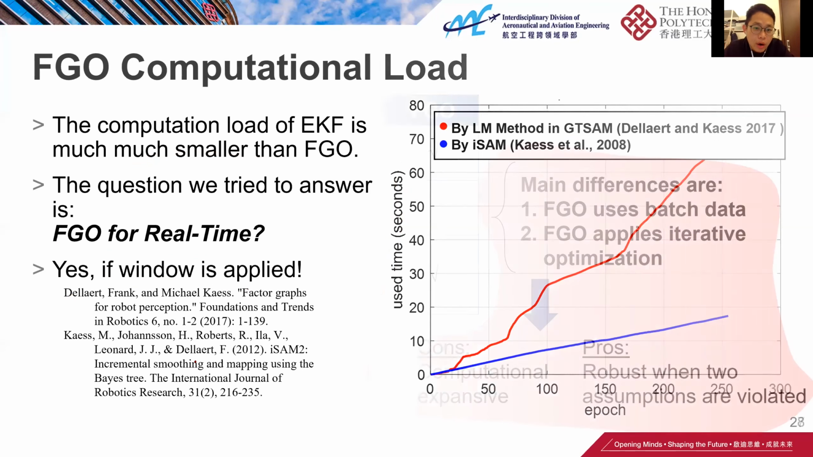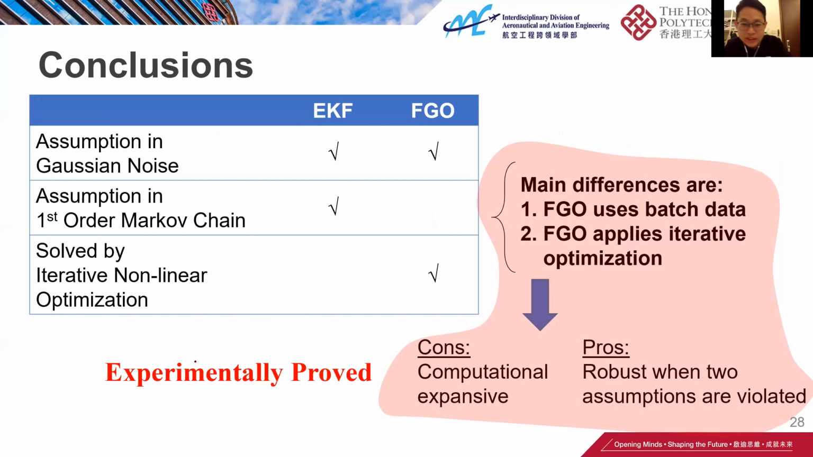All right, so to quickly conclude, because I already spent 35 minutes: EKF and FGO both assume some Gaussian distribution. EKF applies the first order Markov chain, but FGO does not. And FGO solves the problem by iterations, but EKF does not. These pros and cons, we also proved experimentally.